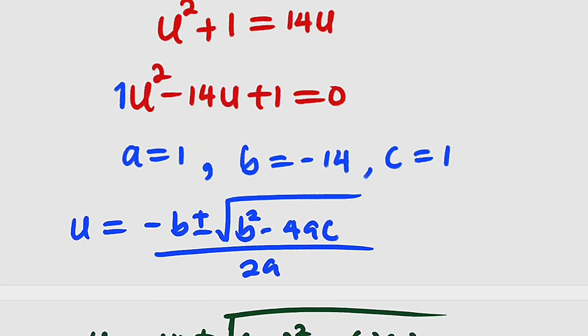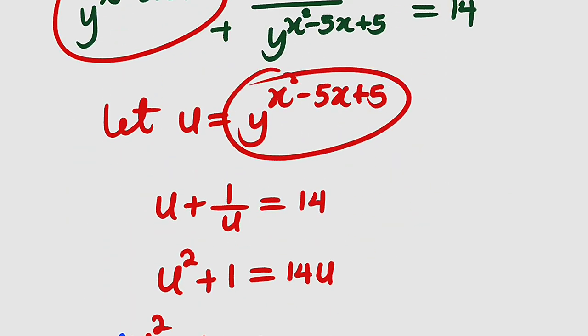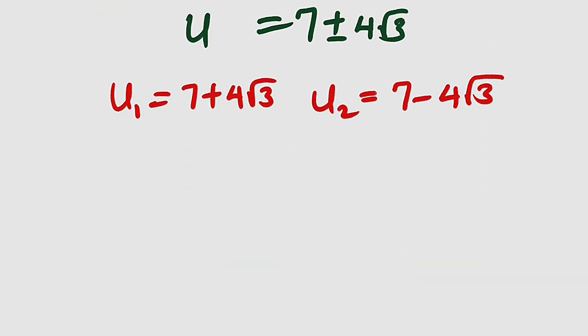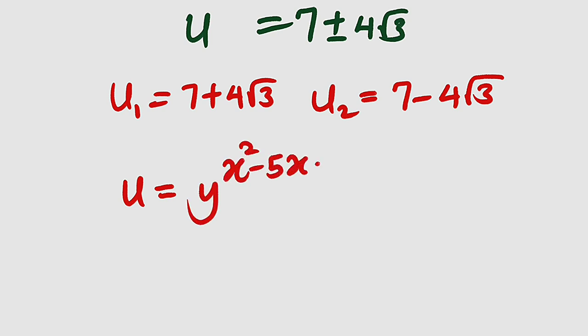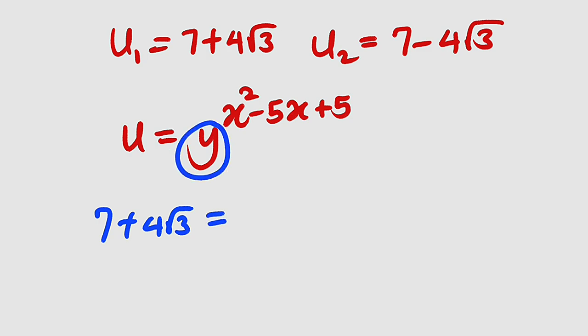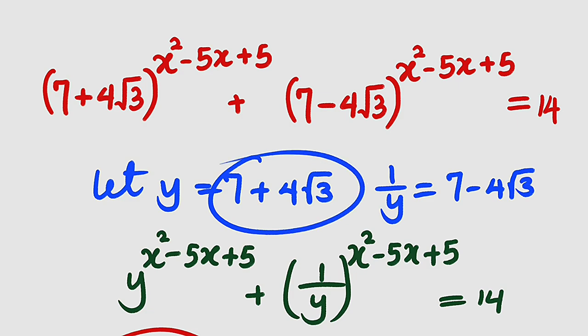Remember, we have declared u to be equal to y raised to the power of x squared minus 5x plus 5. So u is equal to y raised to the power of x squared minus 5x plus 5. So the first u is 7 plus 4 root 3. But can you remember the value of y? Because we have to plug it back. y is nothing but 7 plus 4 root 3.